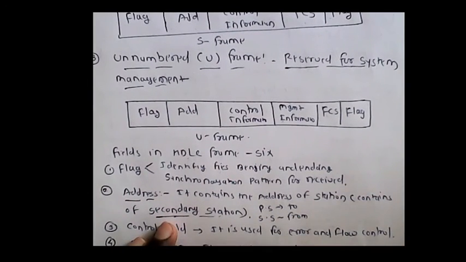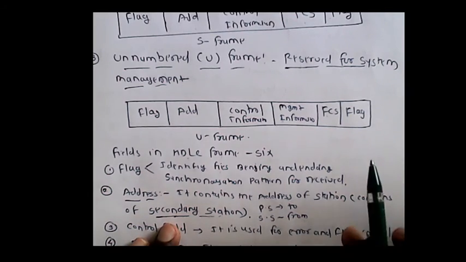Then we see the various fields in the HDLC frame. First one is the flag. What is meant by flag? It has two functions: it identifies the beginning and ending of the frame, and it is a synchronization pattern for the receiver. Then address. It contains the address of the secondary station. If the frame is sent by the primary station, then it is the 'to' address, and if the frame is sent from a secondary station, then it is the 'from' address. So this is the form of the address field.